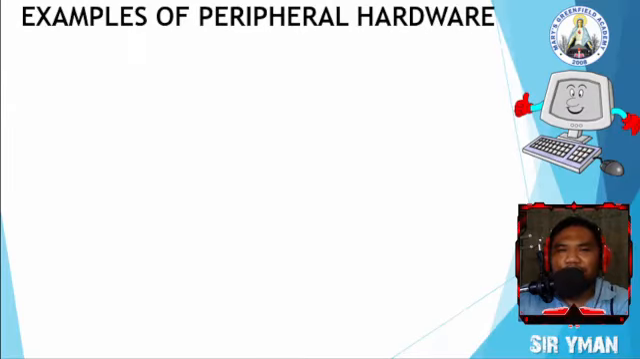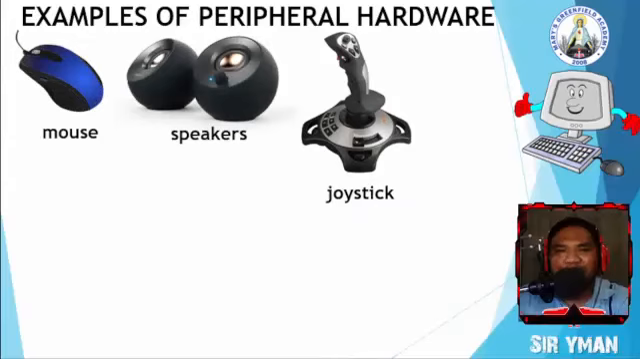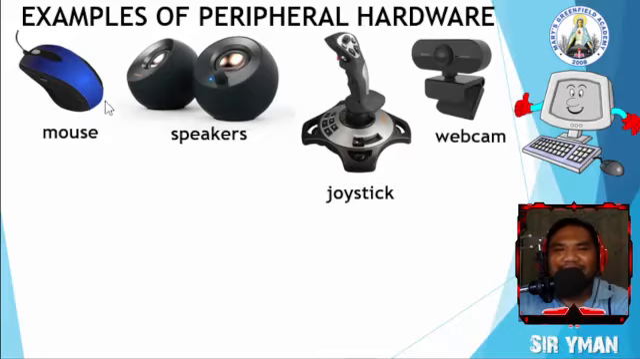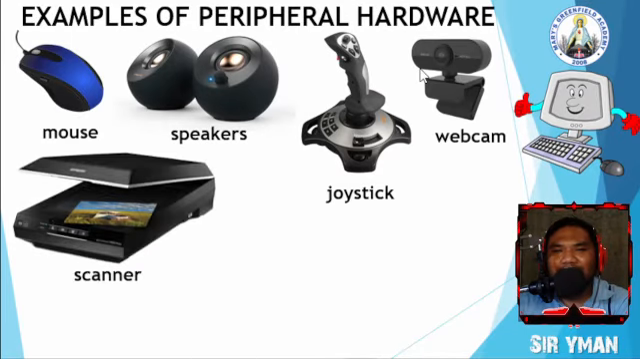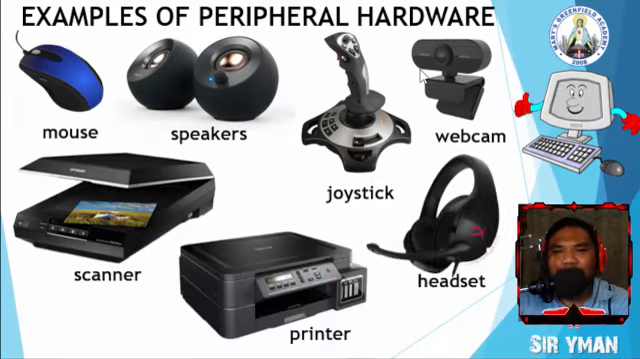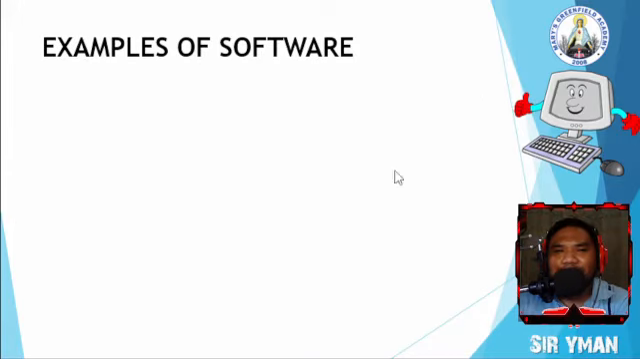Okay, so examples of peripheral hardware. So yung mouse, speakers, joystick. So yun yung mga examples kung saan ito yung mga nasa labas ng system unit. Hindi naman natin makikita yung mouse sa loob ng system unit, di ba? So webcam, scanner, printer, headset. Pati yung mga keyboards, mga peripheral hardware yung mga yan. Okay?